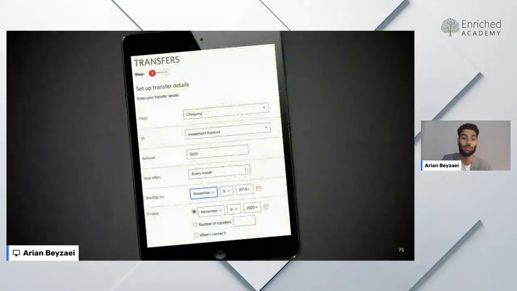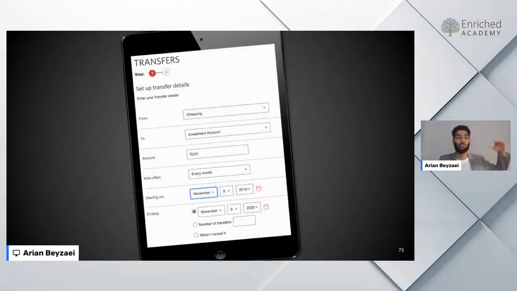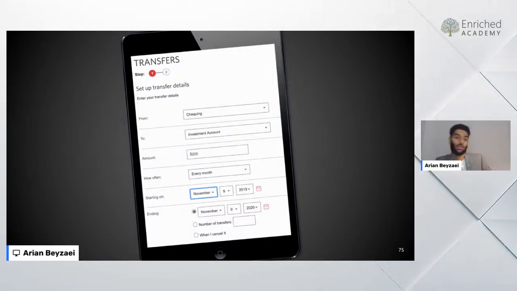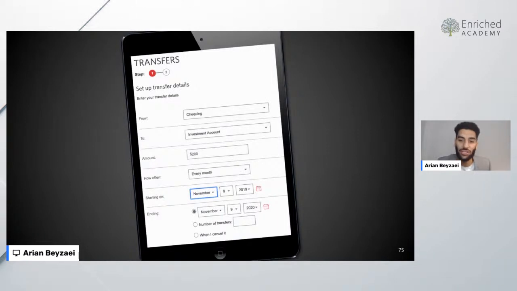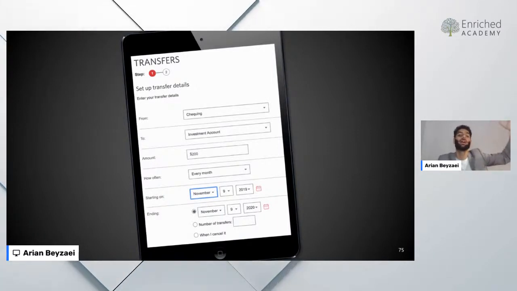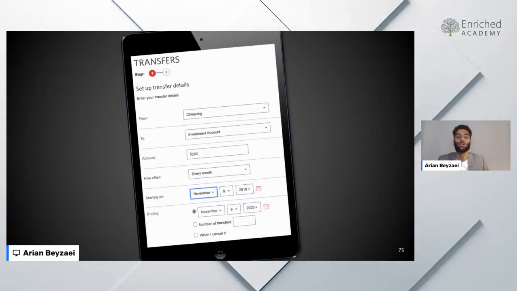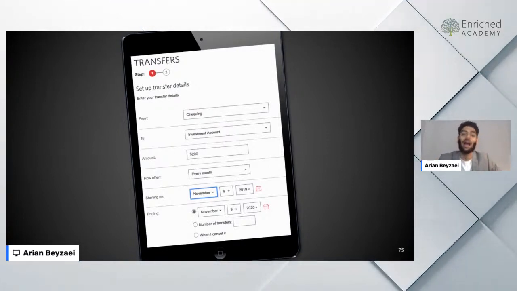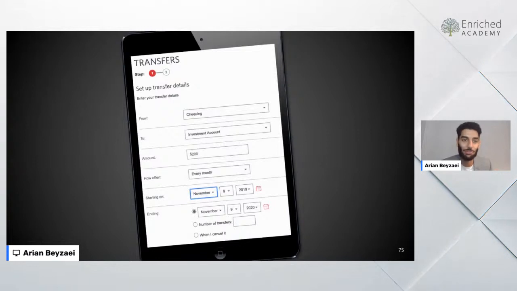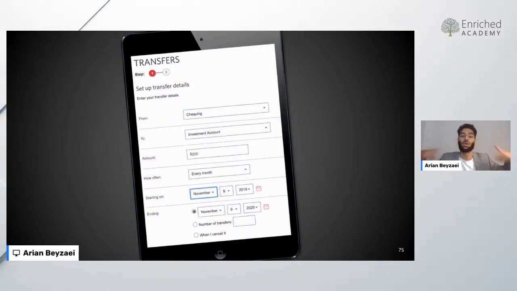So here's what it looks like for myself. Every single month I have an automatic transfer from your checking account to your investment account. In this case, it's $200 each month. You can start at $50 and just make your way up. The most important thing that you could do is start somewhere. I don't care if it's $5 a month. Just get started and let momentum work for you.